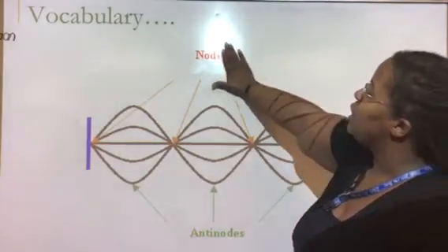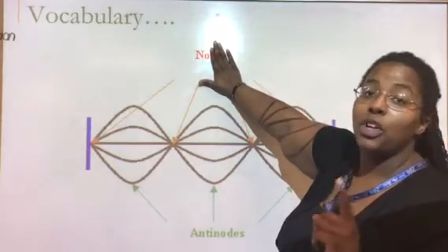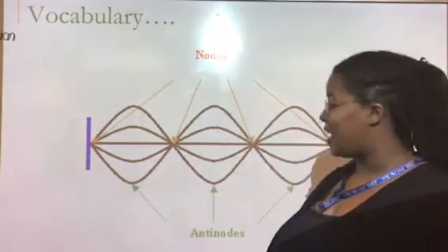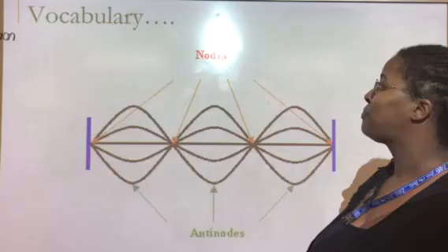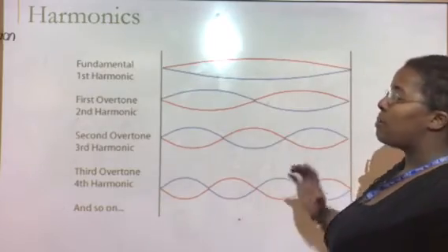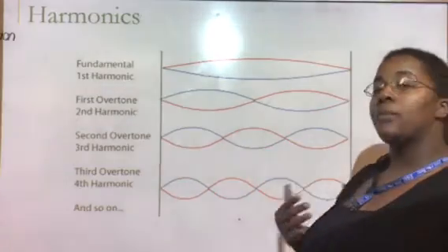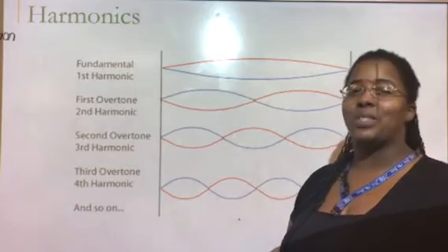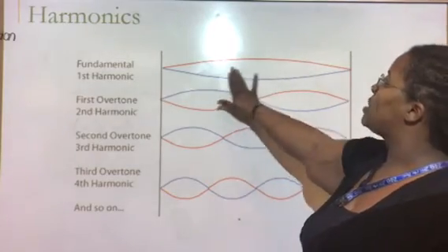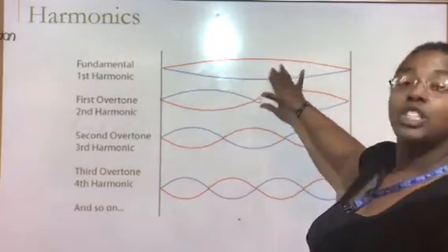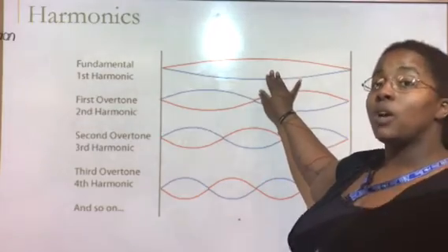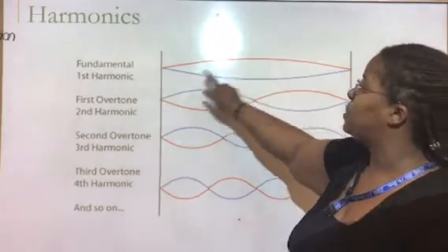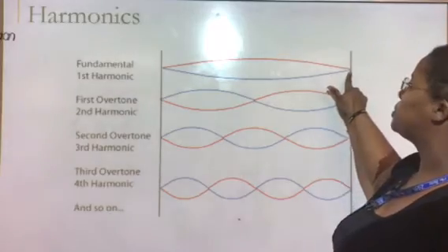Remember that there is no motion at the node. There is only motion at the antinode. We're also going to talk about harmonics. Harmonics are kind of based off of the number of antinodes that you have. If you look at our first example, there's one big bubble. This is your first harmonic. So our first harmonic has 1 antinode and 2 nodes.